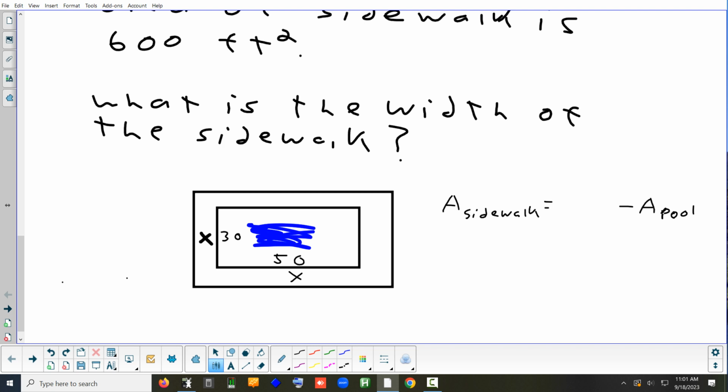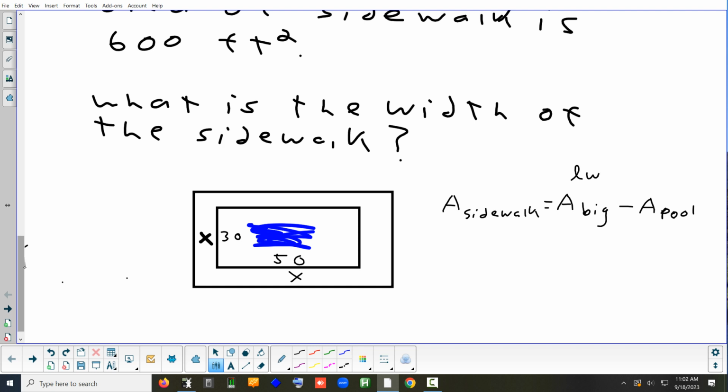Yeah, we'll call this the big rectangle. So if you can find the area of the big rectangle and then subtract the pool, you're going to be left with the area of the sidewalk. All right. Well, we know the area of the sidewalk. We can figure out the area of the pool and the area of the big rectangle. What's the formula for area of a rectangle? Base times height, or length times width, however you want to think of it. So we need the length and we need the width of the big rectangle.